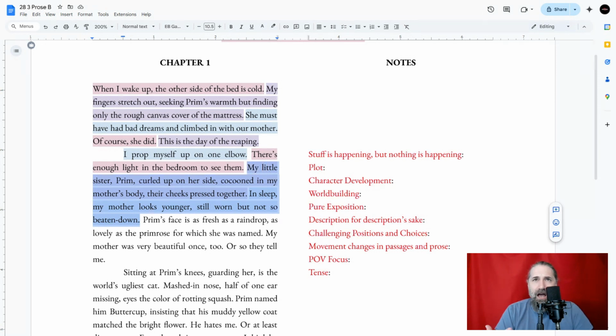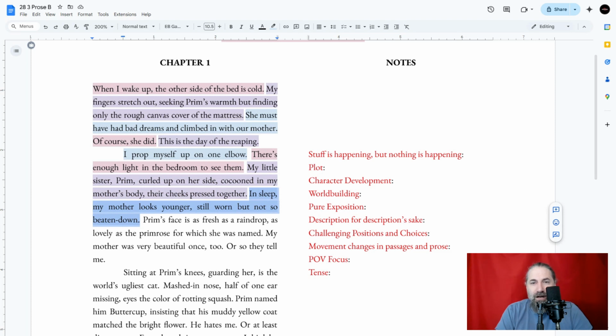She's processing specifically how her sister is curled up next to their mother. Cocoon. That's a very specific word. Cocooned, right? Cocoon, cocoon. Okay. And then now she's just kind of taking in how her mother looks, which is very important. Why? Because today is the day of the reaping.